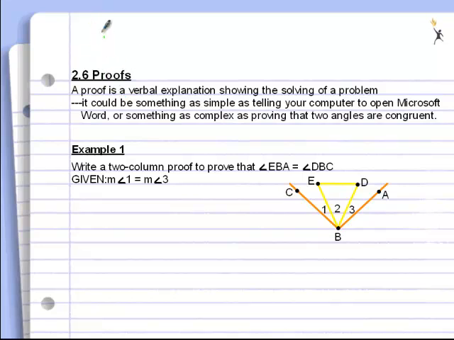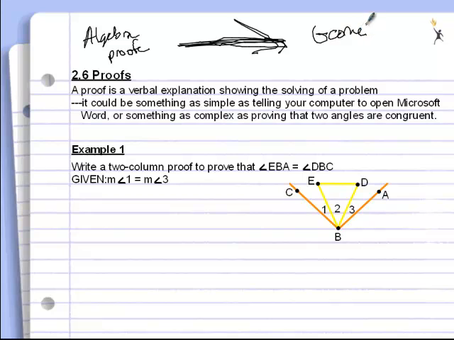Okay, section 6 of chapter 2 is dealing with proofs. Again, last section we dealt with algebra proofs, solving a problem in algebra and using algebraic reasoning like adding, subtracting, multiplying, dividing to prove how you were able to do something. We're taking those same steps, the same way that you solve those problems, and we're applying them today in geometry proofs.